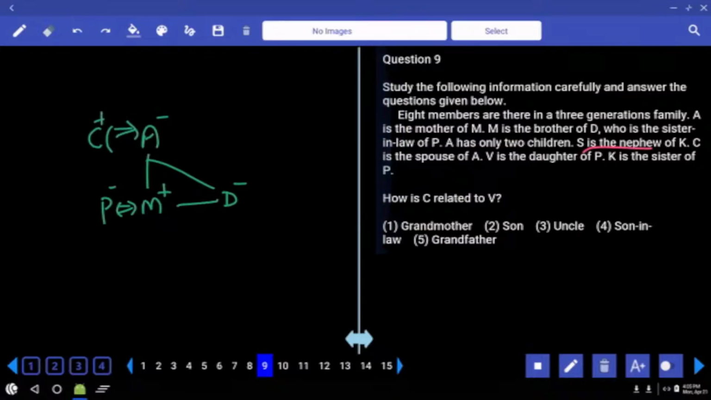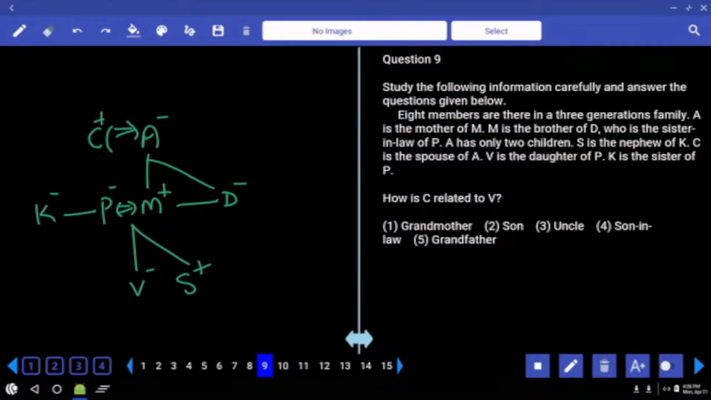And next one, V is the daughter of P. Who is the daughter here? V is the daughter. K is a sister of P. Now K is a sister of P. Then S is a nephew of K. S is here, who is a nephew of K. 1, 2, 3, 4, 5, 6, 7, 8 persons were done.